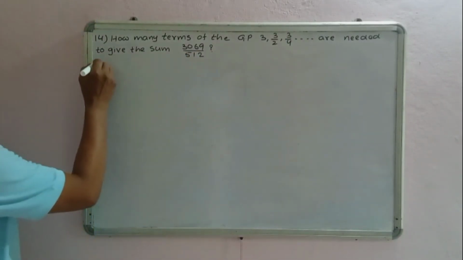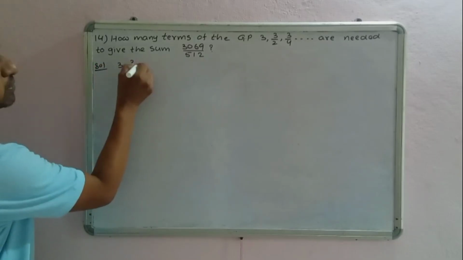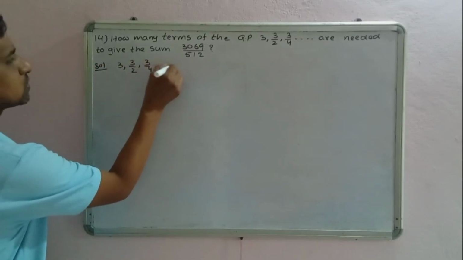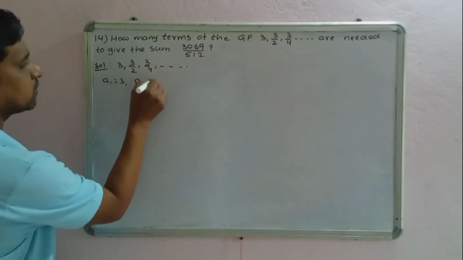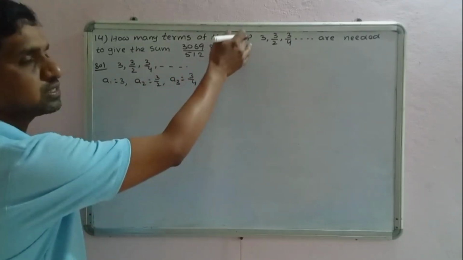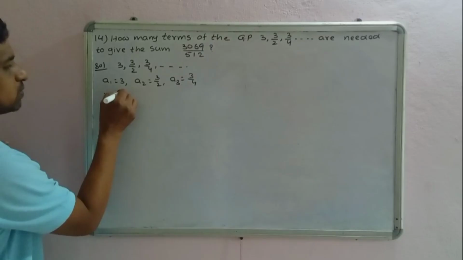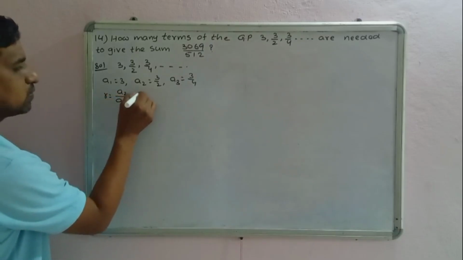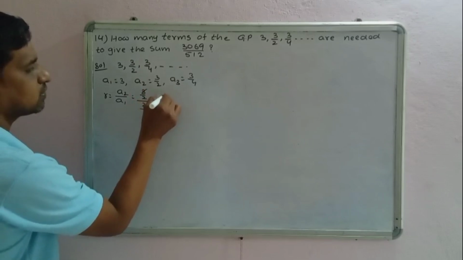See the solution. First write the given series. 3, 3 by 2, 3 by 4, and so on. Here what is the first term? A1 equals to 3, A2 equals to 3 by 2, A3 equals to 3 by 4. This is the series, this is the GP, the geometric progression. So R equals to A2 by A1. So A2 value 3 by 2 by 3. So 3 gets cancelled, 1 by 2.